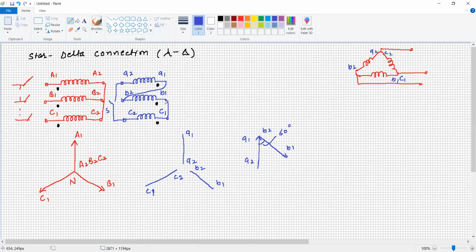Now B1 is connected to C1, means here is the C1, and this is C2. So this will be C1, and it will be C2. So this is the voltage across the switch, okay.